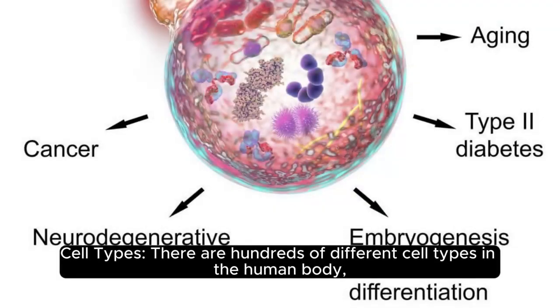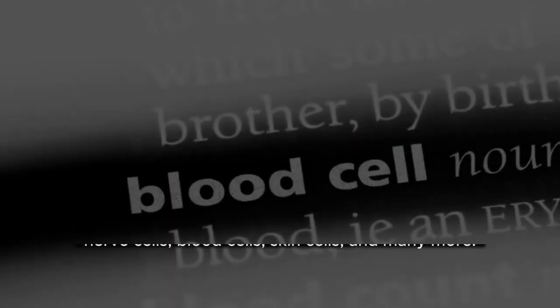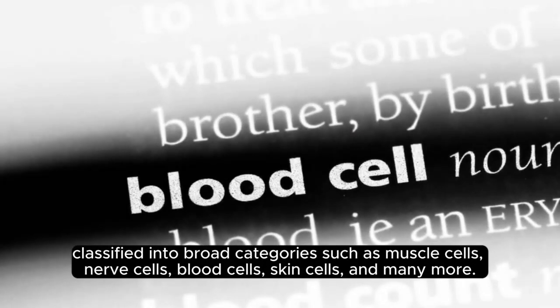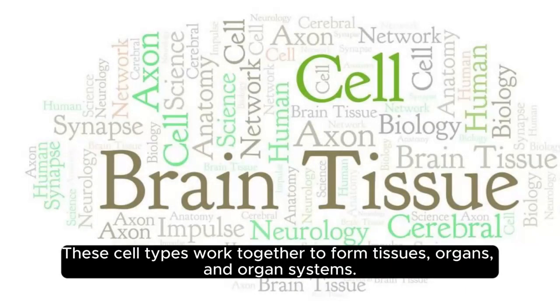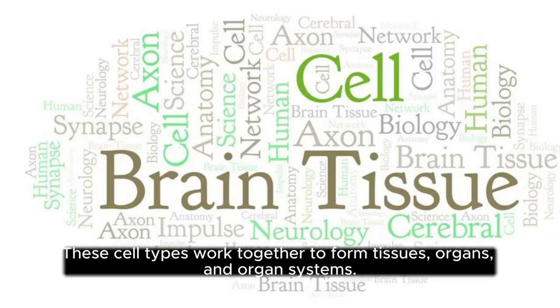1. Cell types. There are hundreds of different cell types in the human body, classified into broad categories such as muscle cells, nerve cells, blood cells, skin cells, and many more. These cell types work together to form tissues, organs, and organ systems.